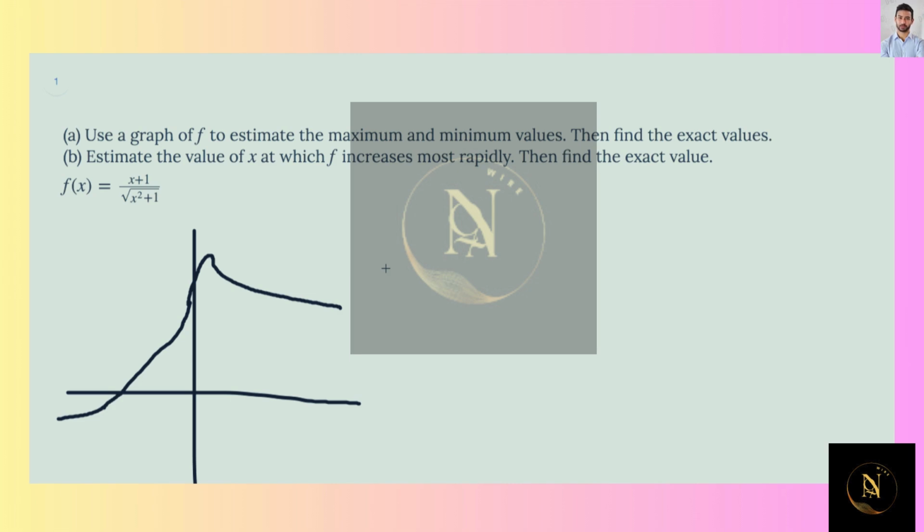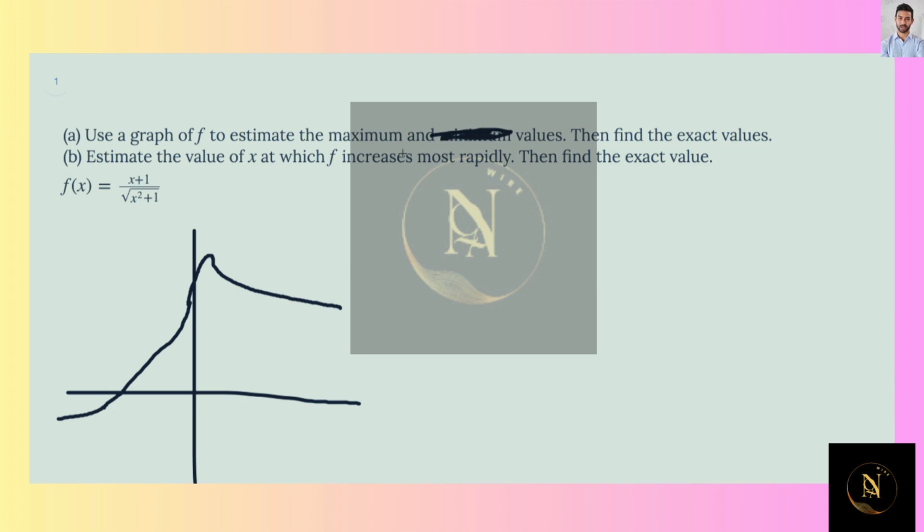Okay, so we're being asked to use the graph of f to estimate a maximum and minimum value, and then we're being asked to find the exact values for these. By looking at this function, we can automatically see that there is some sort of local max occurring right here, and we don't see any mins. There is no min, so we're going to just ignore this case. We're going to look at the local max.